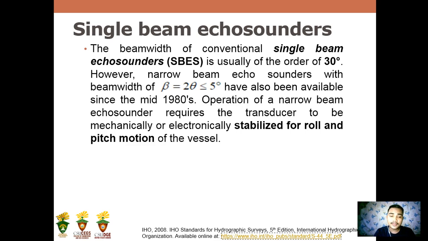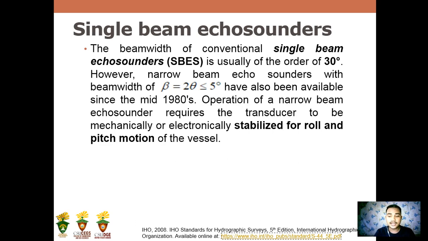However, narrow beam echo sounders with a beam width, that's beta, and the full opening is 2 theta, of 5 degrees, have also been available since the mid-1980s. The operation of narrow beam echo sounders requires the transducer to be mechanically or electronically stabilized for roll and pitch motion. Roll is the horizontal motion, and pitch is the vertical motion.